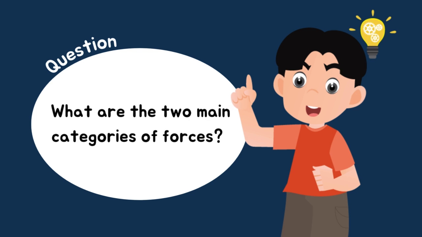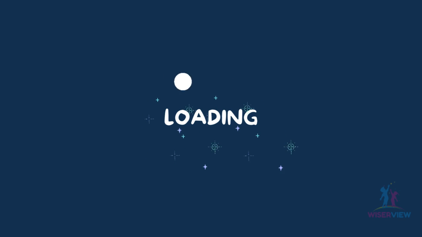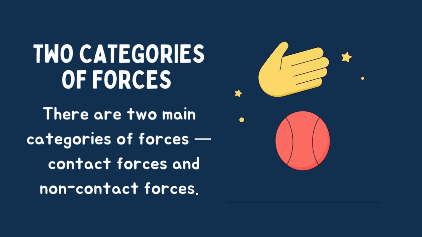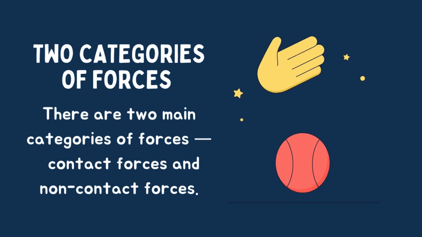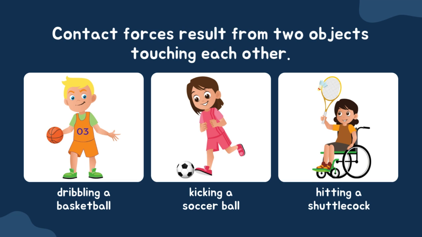Now, we will move on to the categories of force. What are the two main categories of forces? There are two main categories of forces: contact forces and non-contact forces. Contact forces are the forces which result from two objects touching each other. For example, dribbling a basketball, kicking a soccer ball, hitting a shuttlecock. Here, this contact force is muscular force.